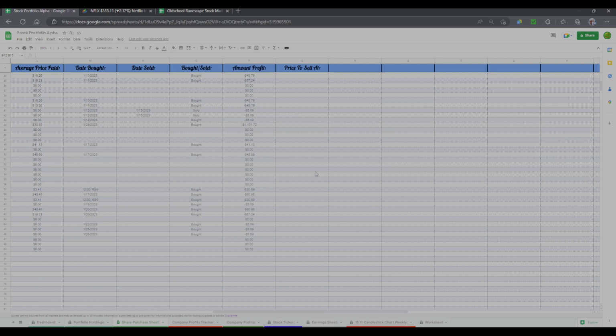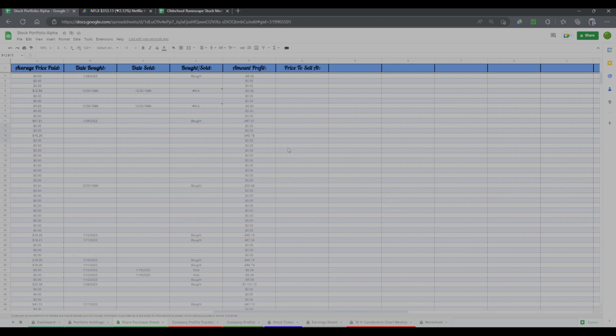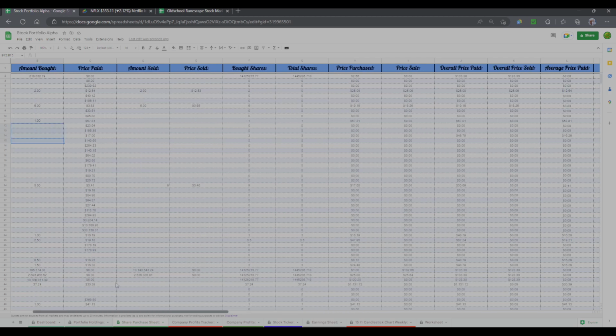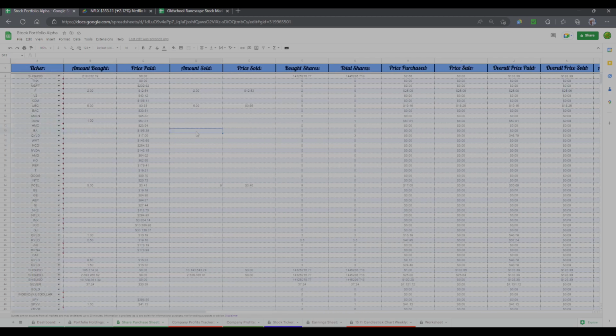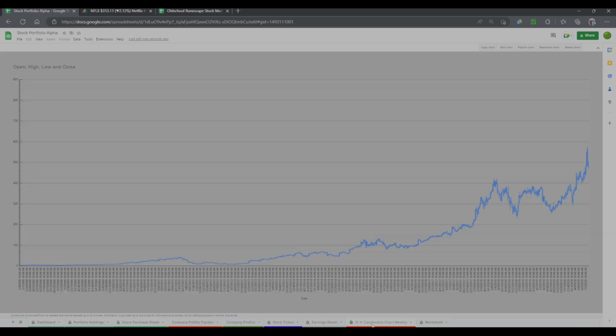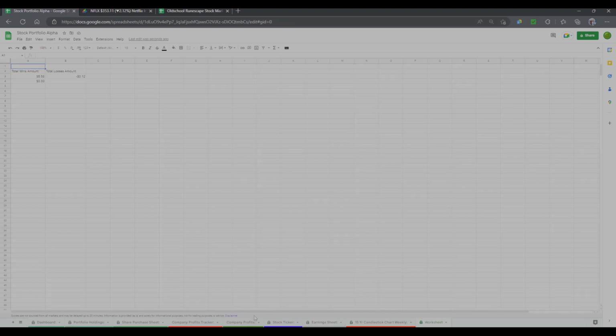Like if you go to sell it back, how much you made off of that for buying it and stuff like that. But yeah, this is basically everything. Here's a 15-year candlestick chart. This is the win loss, which keeps track of stuff.